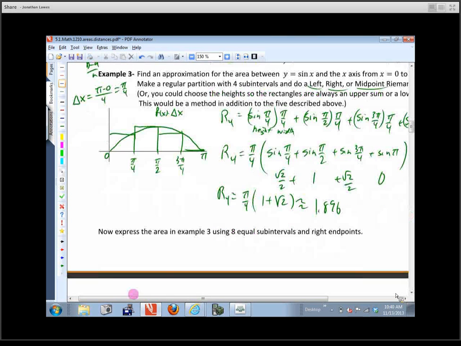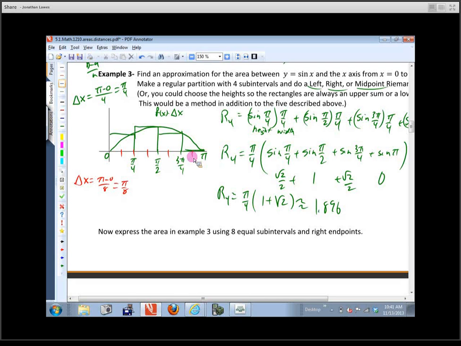We want to express the area in example 3 using 8 equal subintervals and right endpoints. So if I did 8 equal subintervals, let's be smart about this. This is going to be pi minus 0 divided by 8. So that means delta x is pi eighths. So that means I'm going to go here, here, here, here, and here.